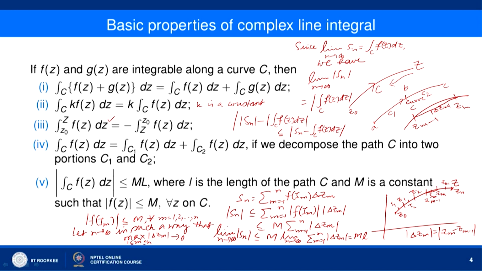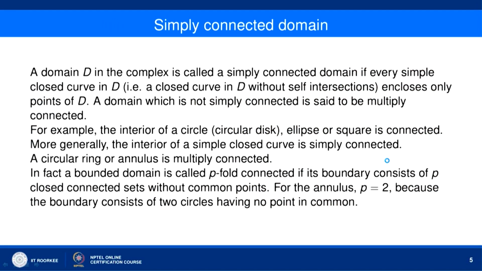So, this limit is nothing but mod of the integral over C f(z) dz. So, this actually gives us mod of the integral over C f(z) dz less than or equal to M into L. This property is also going to be used in the proof of the Cauchy integral theorem. Now, let us define what is a simply connected domain.